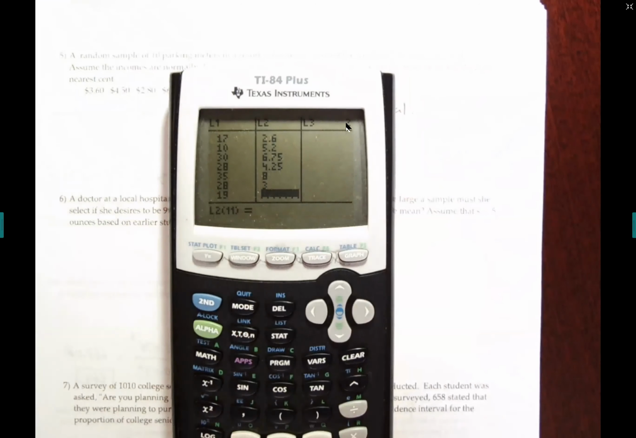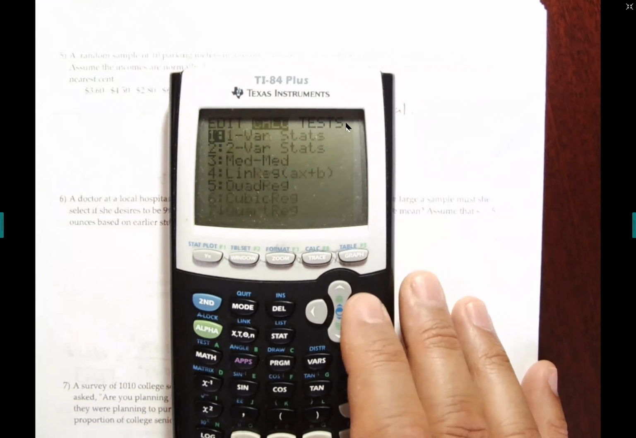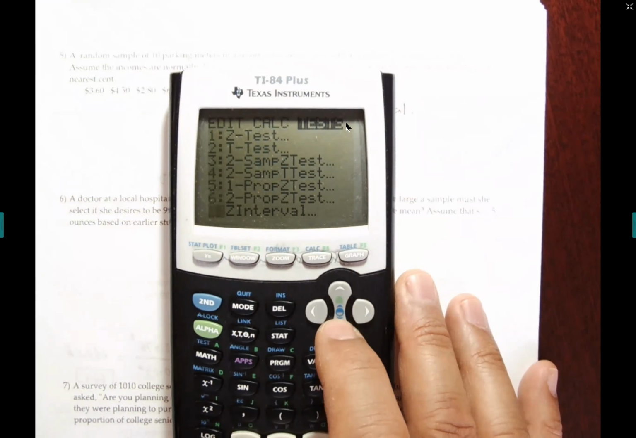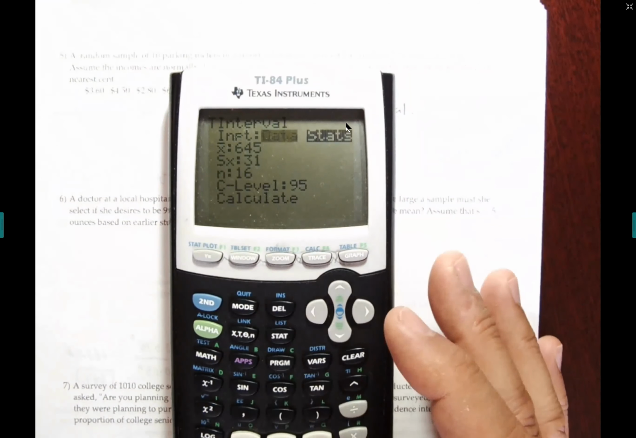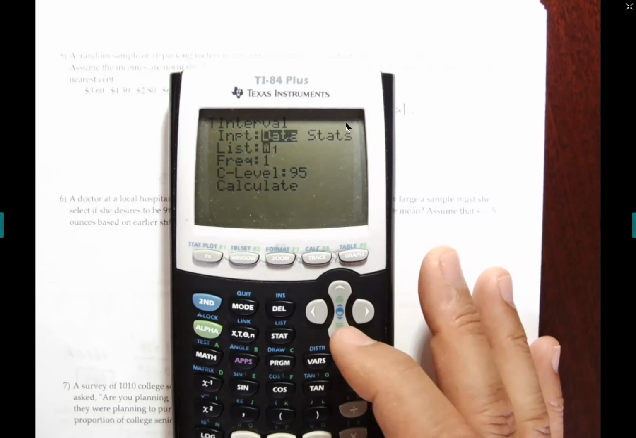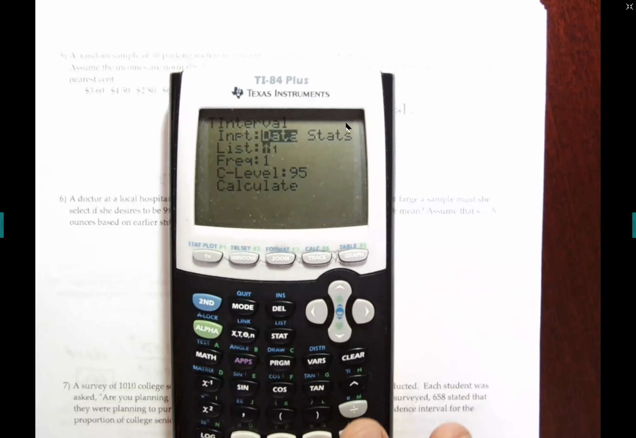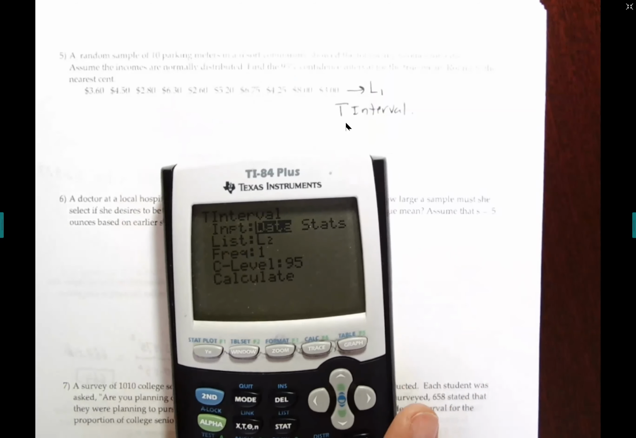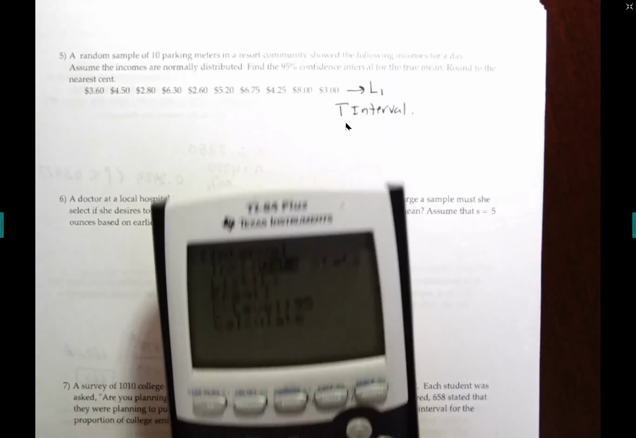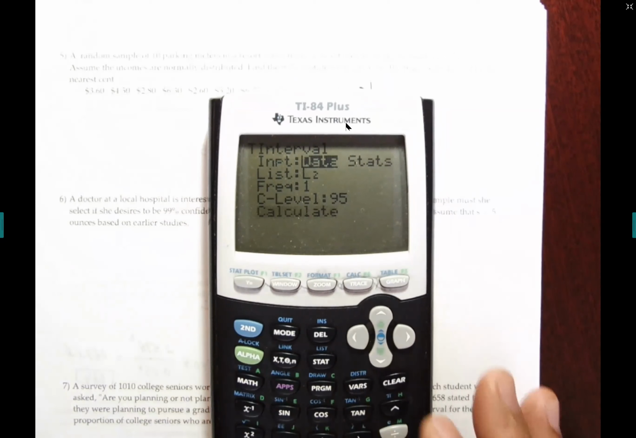And let me show you how to do the interval. You go to stat, tests, and T interval, data. Okay, I need to change this one. How do I change the list? You press the second key and then number 2. Frequency, never change it. And what does he want? A 90% confidence interval? Yeah, 95%. And then hit calculate, guys.